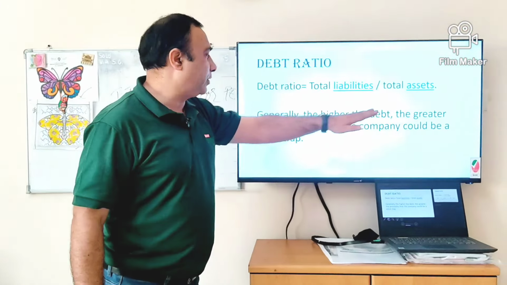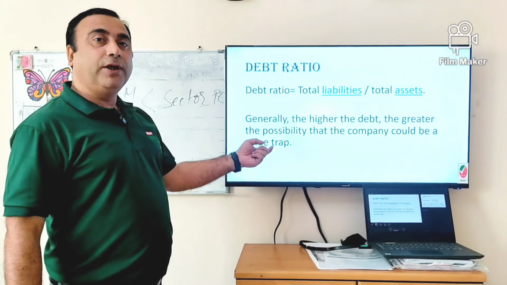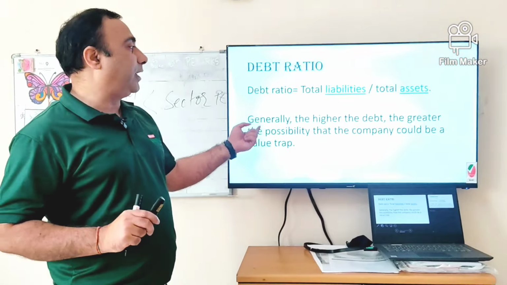Generally, the higher the debt, the greater the possibility that the company could be a value trap. So when the liability or the debt is much higher than their peers, in that case you must assume that there is a problem with this company.